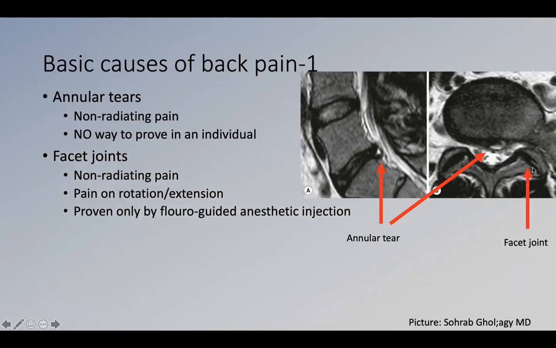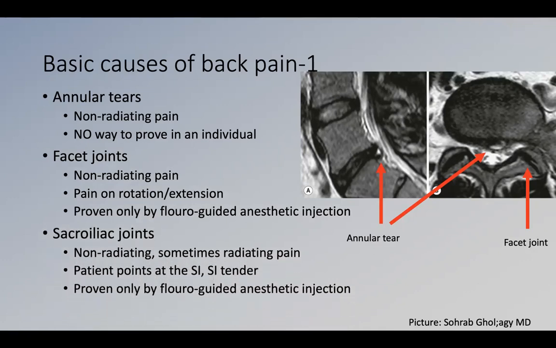Facet joints, and you can see over on the far right here, a facet joint. There's another one. They also cause non-radiating pain. The pain on examination is with rotation and extension. So if you have somebody twist their chest over to the right and arch their back into the left back, and they say, ouch, in a spot, that's a good sign of facet joint pain. Beyond the physical examination, the only way you can prove it really is by doing a fluoroscopically guided injection of anesthetic into the joint. The person says the pain's gone for an hour, and that's a good test.